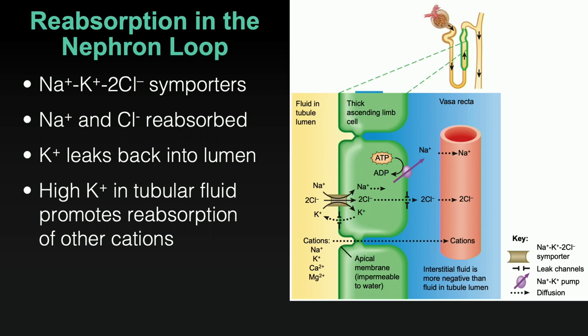This is an example of circular movement that gets nowhere and accomplishes nothing. Potassium moves in, it leaks back out. It moves in, it leaks back out. Sodium and chloride are reabsorbed, potassium is not. But it doesn't mean it has no role to play.